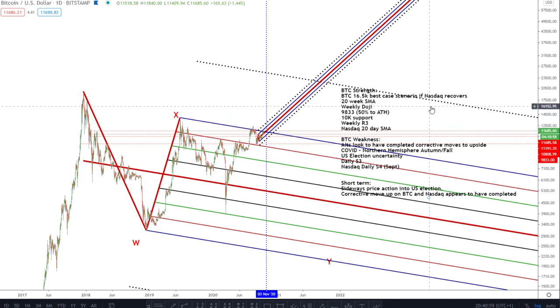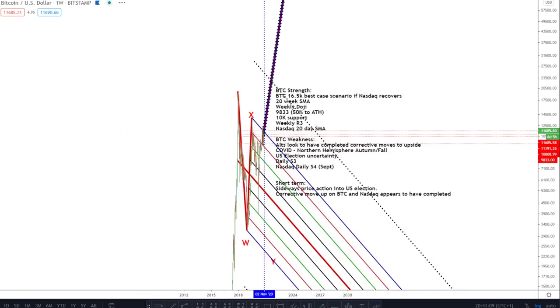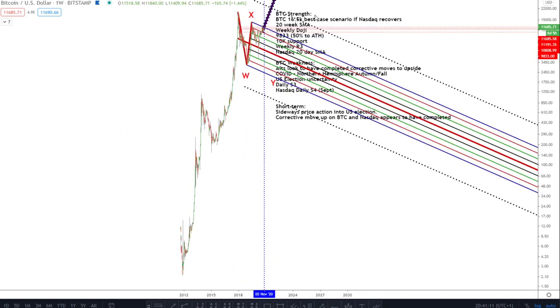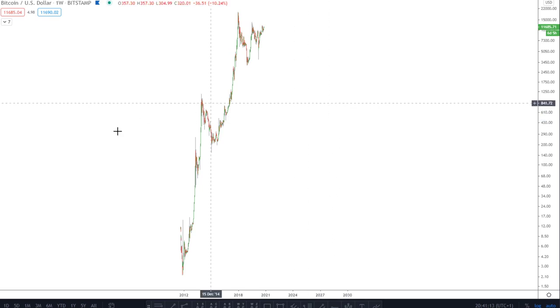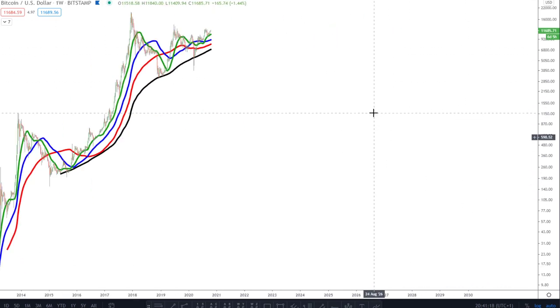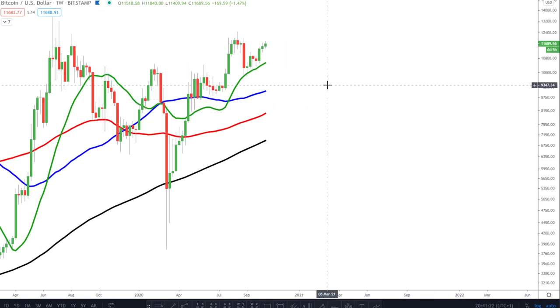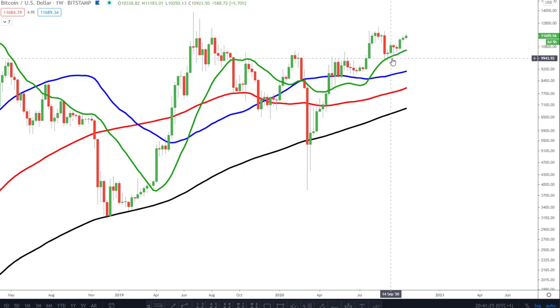So yeah, other things to look out for on Bitcoin, the 20-week SMA. I need to remind myself where that is. Let's just pull that up. Bear with me. So that's the green line here. So let's have a look what our 20-week is doing. So this is currently holding price up quite nicely. Yeah, we're finding support at the 20-week.